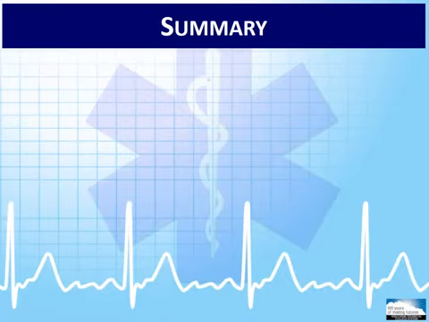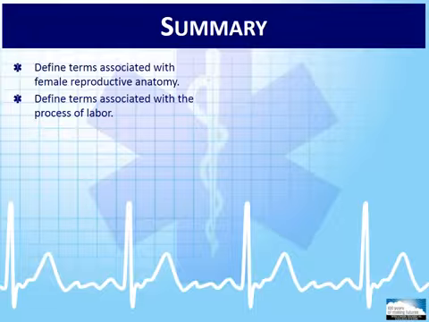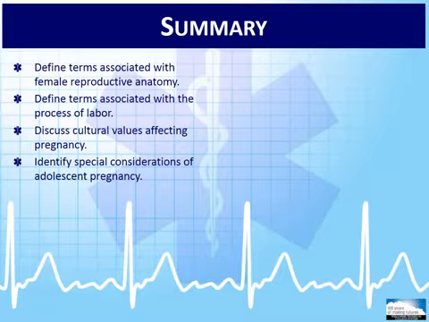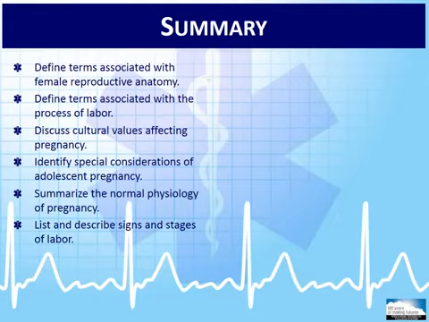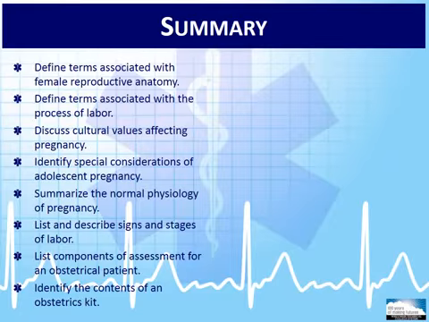Given your completion of this module, you should now be able to define terms associated with female reproductive anatomy, define terms associated with the process of labor, discuss cultural values affecting pregnancy, identify special considerations of adolescent pregnancy, summarize the normal physiology of pregnancy, list and describe signs and stages of labor. List components of assessment for an obstetrical patient. Identify the contents of an obstetrics kit.